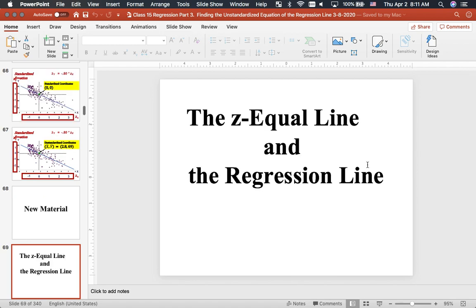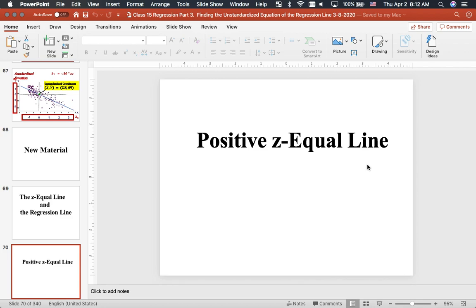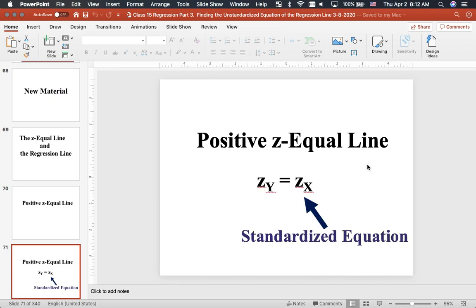Okay, so moving on, let's talk about the z equals line and the regression line. So let's talk about a positive z equals line. If you guys remember the equation for the positive z equals line, it's z of y equals z of x. And remember, this is in standardized units.